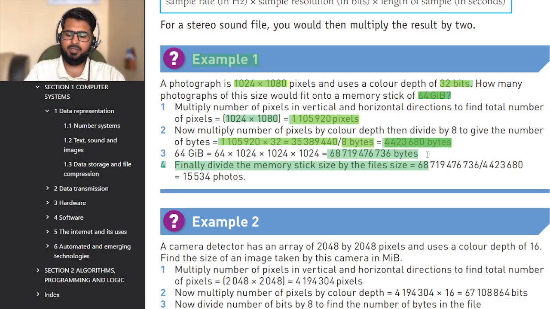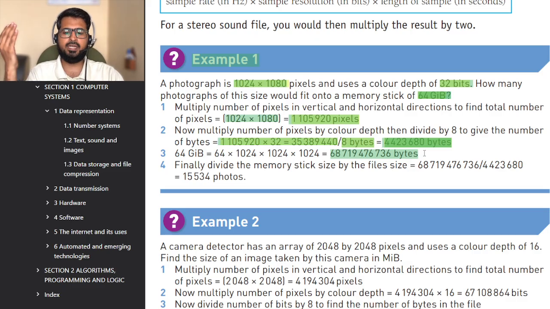Why are we doing the multiplication? By doing multiplications we don't get any decimal values, so that is easy for calculations because calculators are not allowed in your paper. That's why we are opting for the easy method of multiplication. Either way, we can divide by 1024 three times to get the file size in GB, and then do the multiplication to find out how many images fit in that 64 GB.